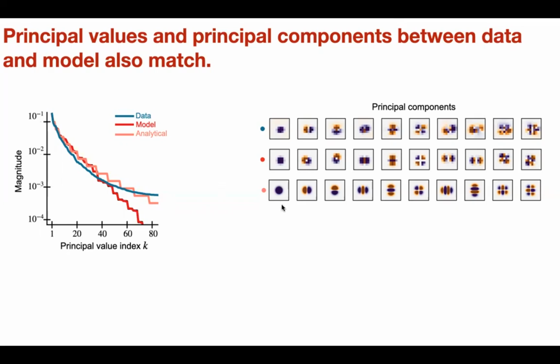And on the right, we have the principal components. And notice that the data and the model also match quite well here. And then on the bottom, we have the analytical form, and they're much smoother because we're able to sample using a much finer grid. And they also look very similar, the data and the model.